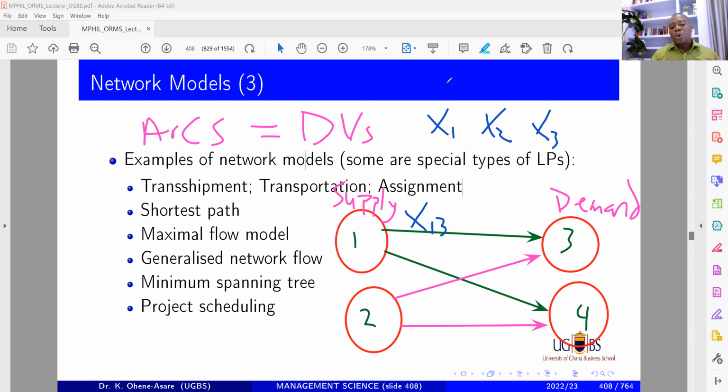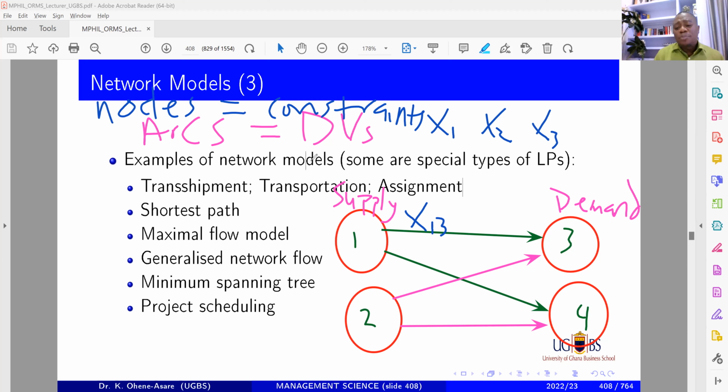So we have been able to get this. Note, I told you that the arcs are the decision variables. And by the way, the nodes are the constraints. So in this simple example that I've given you, how many decision variables do we have here? And how many constraints do we have here? We have 4. 4 what? 4 constraints and 4 decision variables.